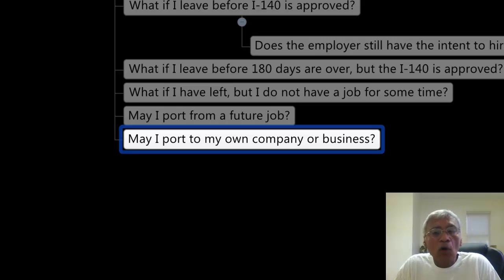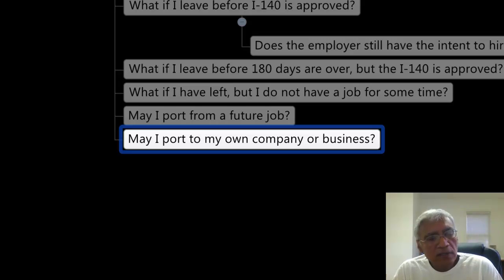May I port to my own company or business? This is a question I'm asked quite a lot, and the answer is yes. Bill Yates did not say that yes, it is allowed. He just said it is not forbidden. Double negative. Something like that. I have not read that memo for a while, but I remember reading that and thinking, why a double negative? And I'll tell you what I'm worried about. When somebody ports to their own company or business, one of the most important things is, remember I talked about same or similar? Jobs must be same or similar. This is where the problem occurs.